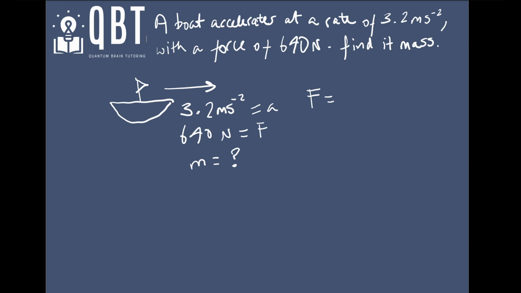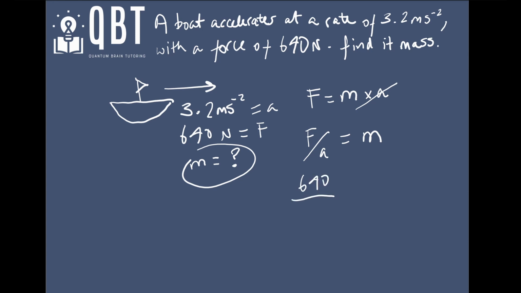So let's have a look at our equation. F equals M times A. So we're looking for M, which means we need to make it the subject of our equation. In order to do that, we can just divide through by A, and we get F over A is equal to M. Now we just need to plug our numbers in. So we know that F is 640, A is 3.2, and that gives us a mass of 200 kilograms. Okay, and that is how you use Newton's second law to find the mass of an object that is accelerating.